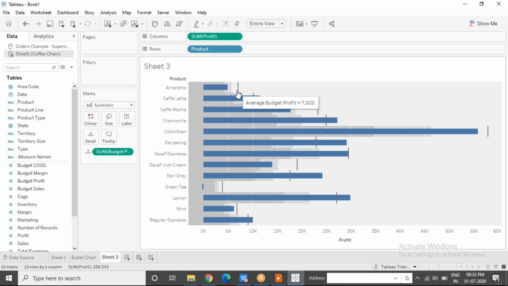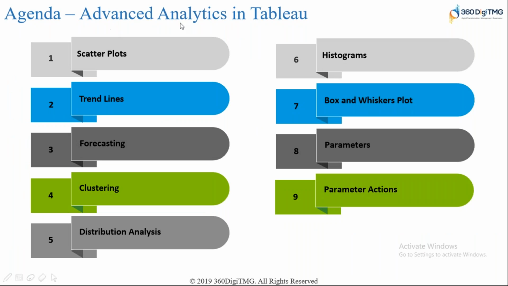Now you will have to edit it and give it a more meaningful tooltip and all, but we'll leave it there. Okay. So that brings us to the end of module 6. Now we can begin with module 7, which is about advanced analytics that we can perform in Tableau. And in this module, we will cover scatter plots, trend lines, forecasting, clustering, distribution analysis, where we will look at histogram and box plots under that category. Then we will look at parameters and parameter actions. Okay, so that is the agenda for module 7.